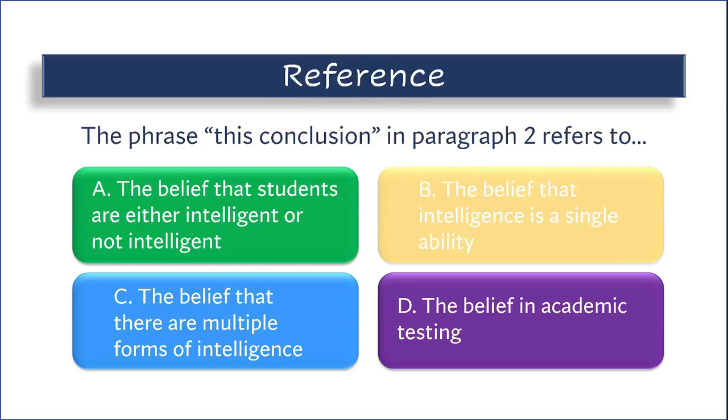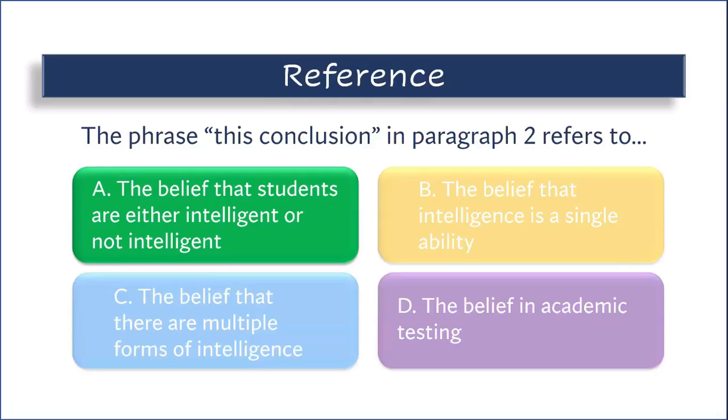B is incorrect because intelligence as a single ability is the starting belief that the paragraph is concerned with. A conclusion usually leads somewhere other than the starting point. C is incorrect because this particular paragraph does not discuss multiple intelligences. D is incorrect because this paragraph does not discuss academic testing. The correct answer is A. The belief that students are either intelligent or not is the conclusion that was troubling to some educators.